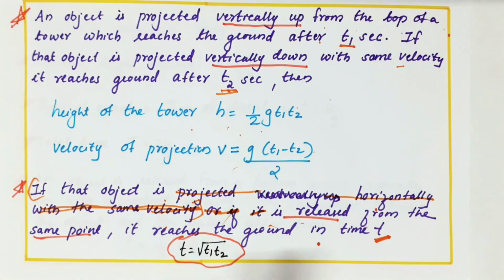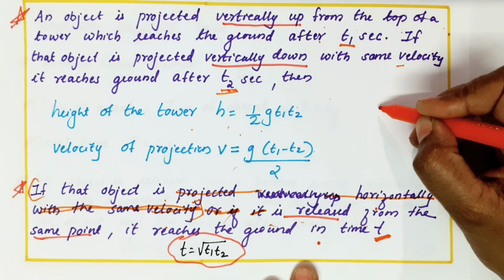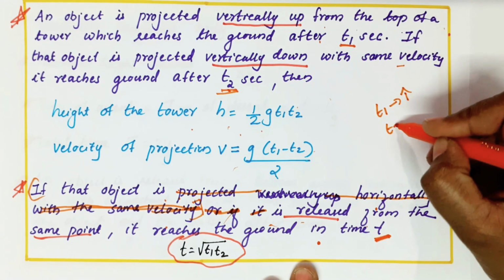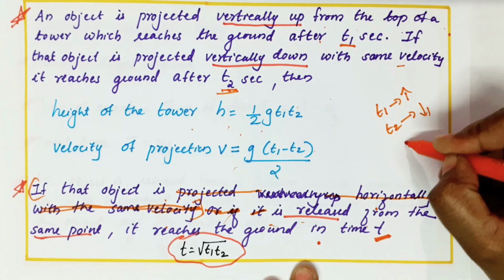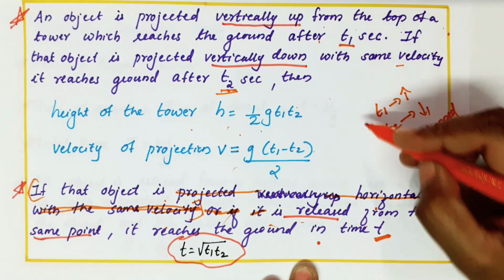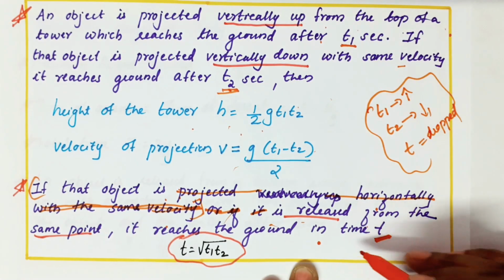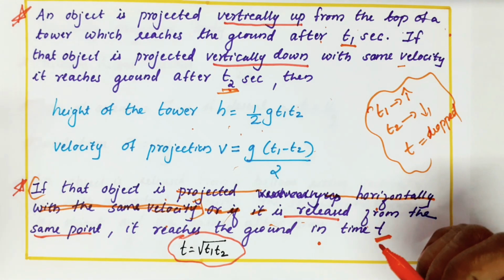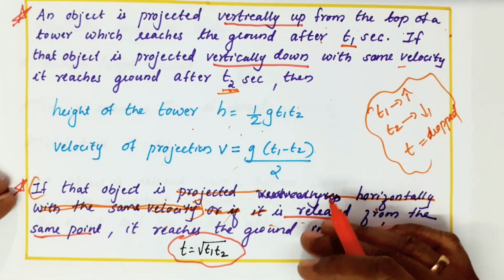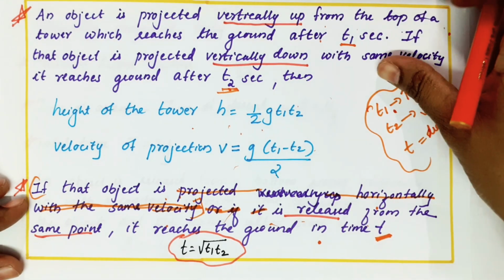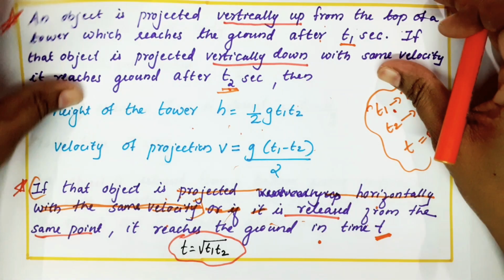So what are we calculating? T1 means the body is going up. T2 means the body is projected down. T means it is released. Released means nothing but dropped. So you can relate these three times together by the formula t equals root over t1 t2. Very important formula. So we are relating 3 cases: body projected up, body projected down, and the body dropped.